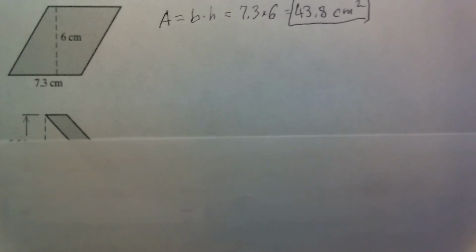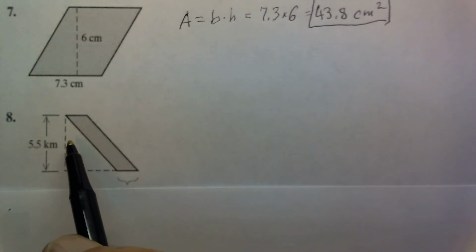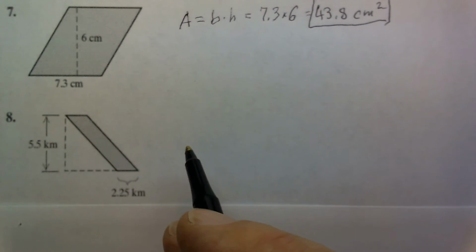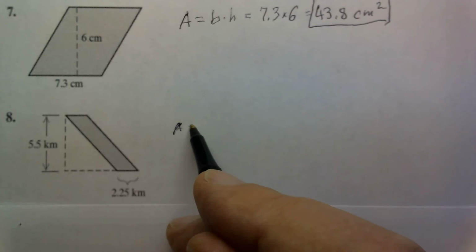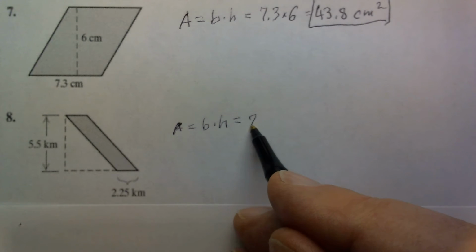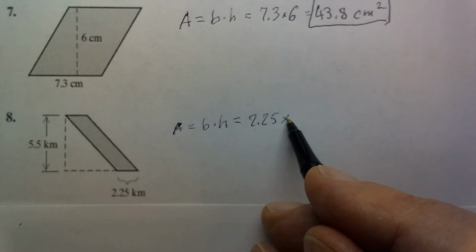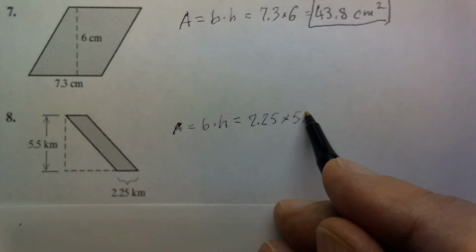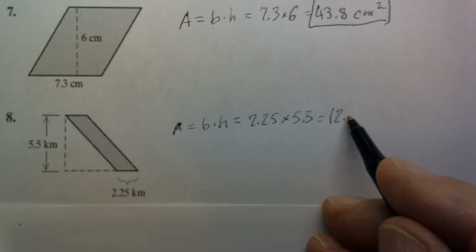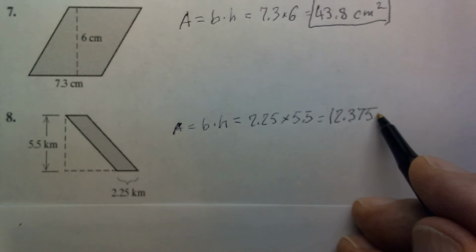For the next exercise, we look at a parallelogram that looks a little bit different because here the height is kind of outside of the parallelogram, but that doesn't really matter. It's still the same calculations. A equals base times height. The base is 2.25 kilometers. The height is 5.5 kilometers. So the product is equal to 12.375 square kilometers.